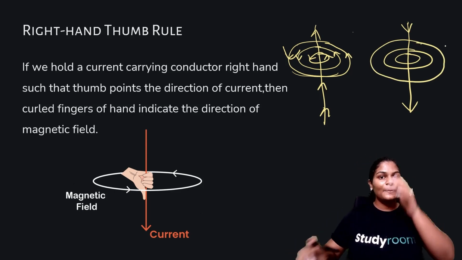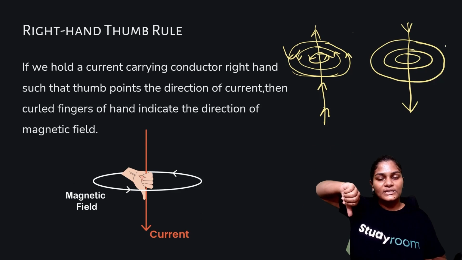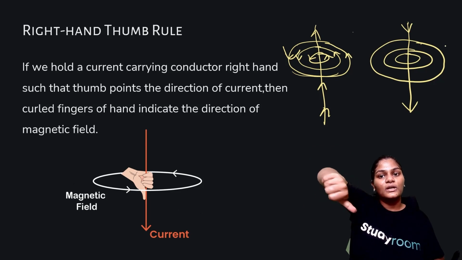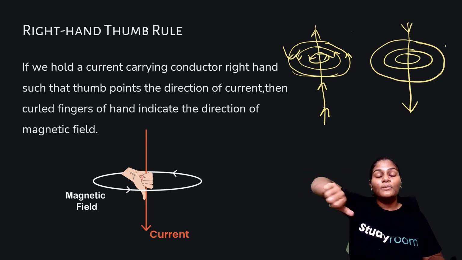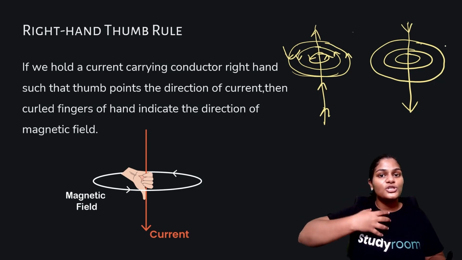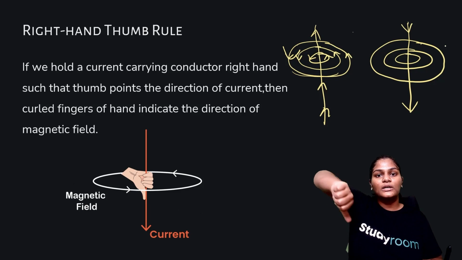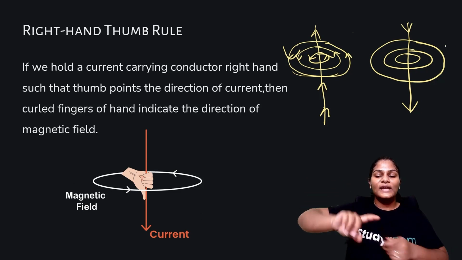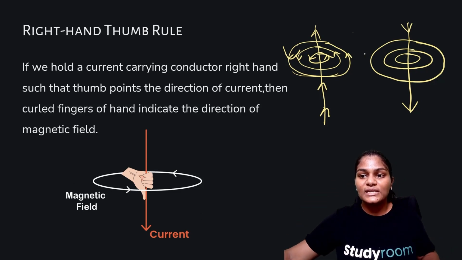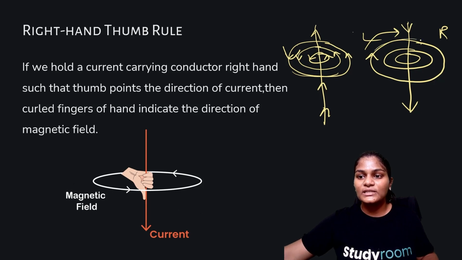Now again apply the right hand thumb rule. Current is in this direction. What direction are my fingers curling in? You do it yourself also, okay? Don't just look at me. Unless you do it yourself, you won't understand. So my fingers are curling from left to right. So where do these arrows go? From left to right. This means from here to here. So it goes like this, right? So obviously the direction is in this direction. So it goes like this, here and here.